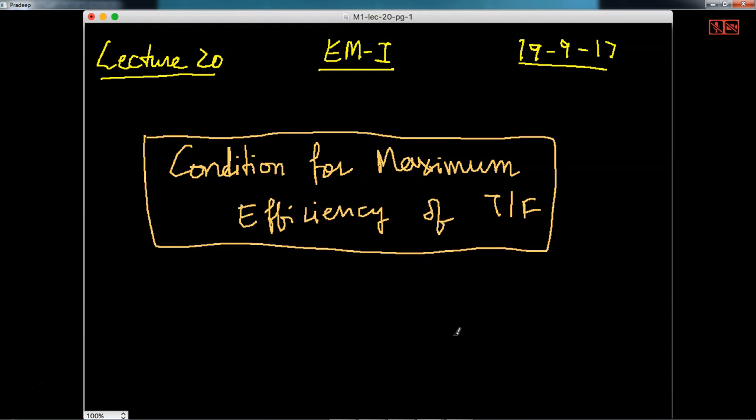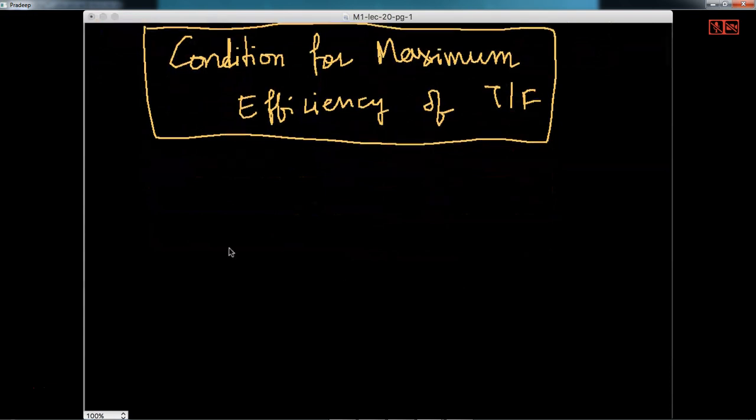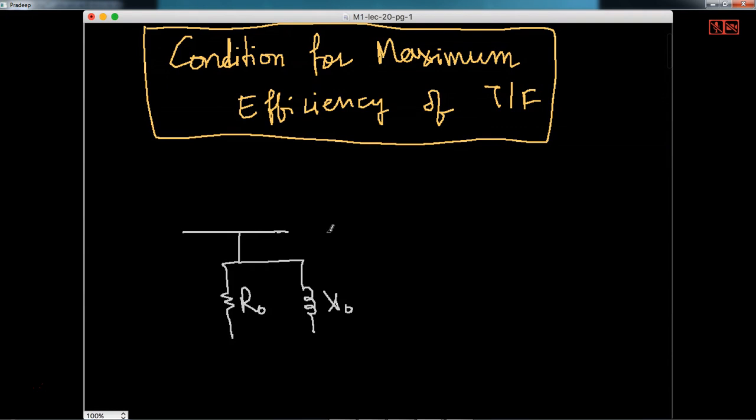So if you look at the transformer equivalent circuit, it looks something like this. You have the primary side. In the primary side, there is a resistance and there is a reactance. So this is R0 and this is X0. And then I refer everything to the primary side. So this is totally R01 and this is X01. So I have referred both resistances of primary and secondary to primary side, and both reactances also I have referred.